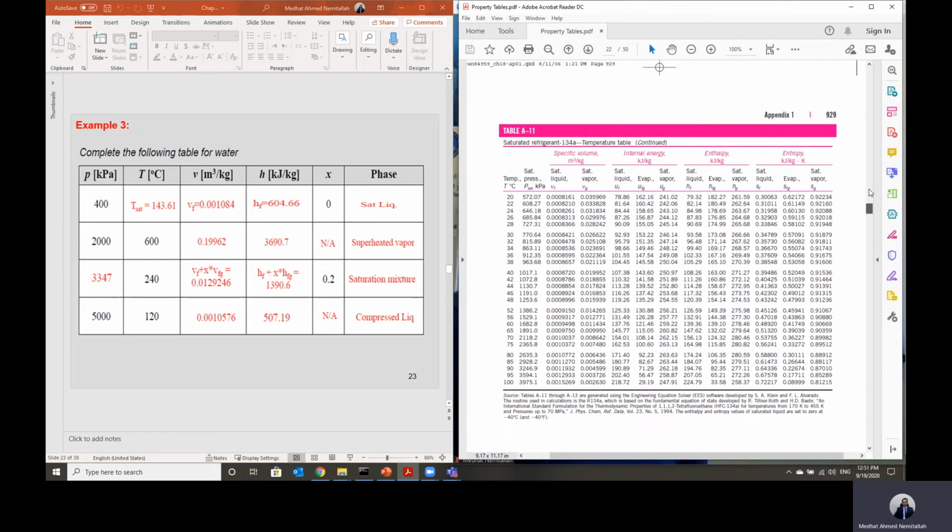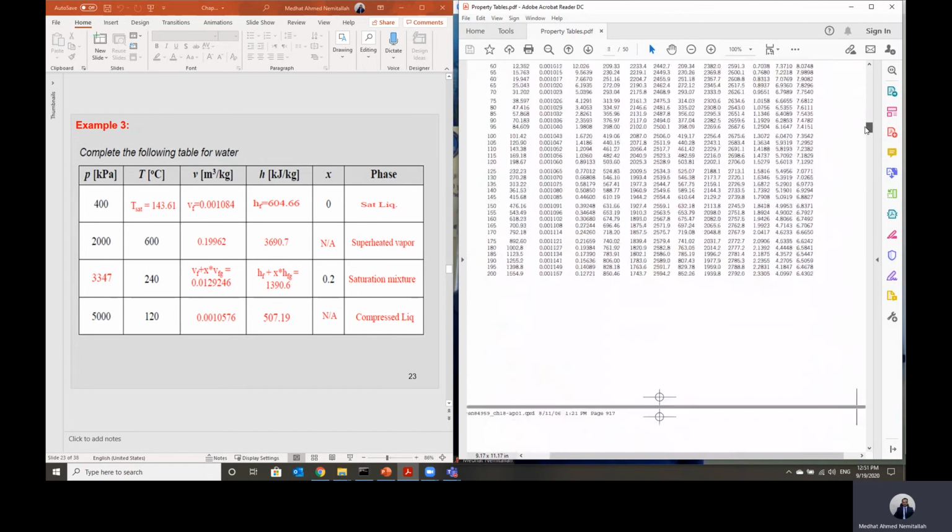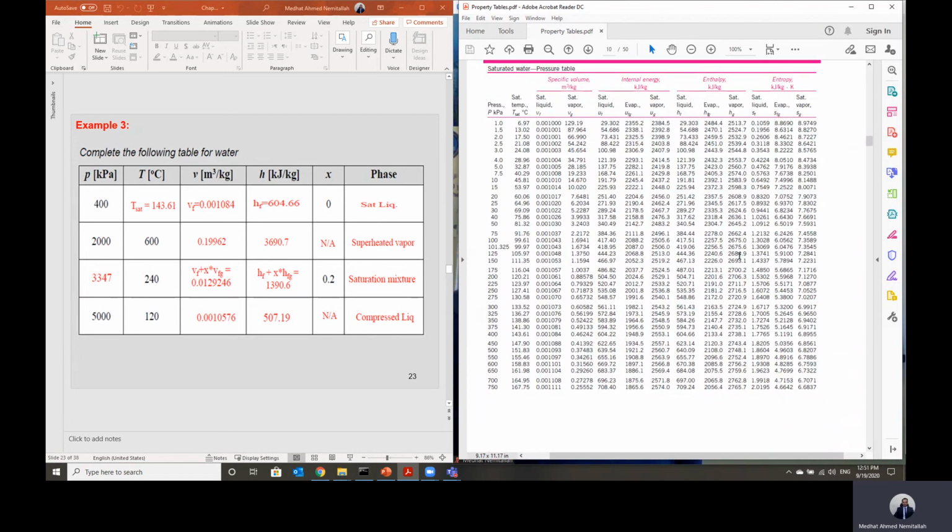From table A5, I will go up until I can see table A5. This is table A4, this is table A5. At pressure equal to 400 kilopascal, x is equal to 0, so all the properties will equal the saturated liquid properties. So the specific volume will equal V fluid, which is this value from this table, we can list here. And also the enthalpy. Enthalpy in this case will equal H fluid, which is equal to 604.6 kilojoule per kilogram. And the temperature will equal the saturation temperature, which is 143.61.